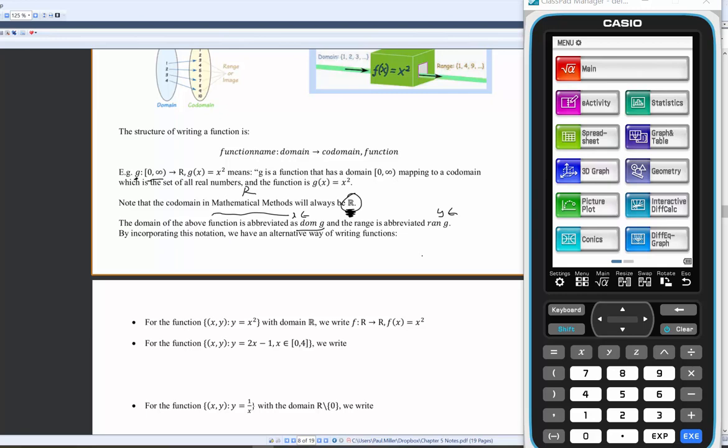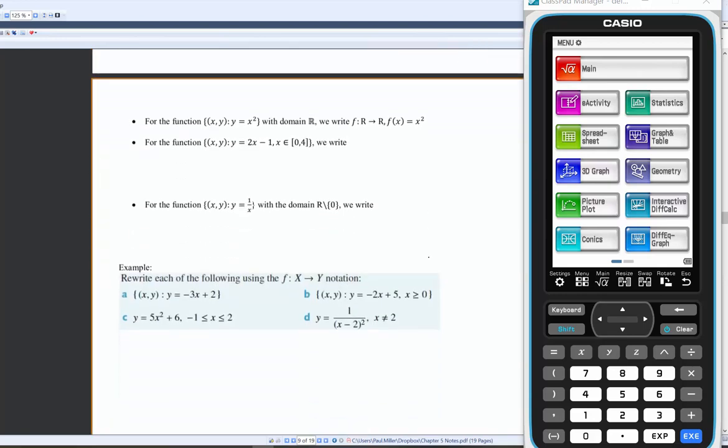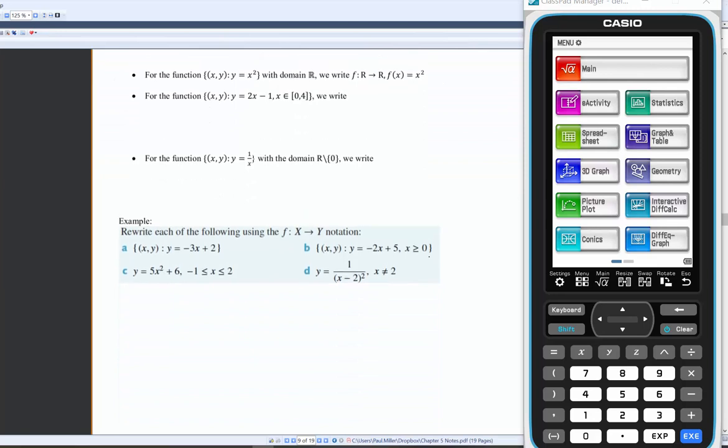And we have an alternate way of writing functions. This is not proper mathematical speak, but I call this writing the function with the whole kit and caboodle. So if we've got this relation here with a domain of R, we can write this in full function notation, or with the whole kit and caboodle, as f is a function such that it has a domain, which is the set of all real numbers, mapping to the codomain, which is the set of all real numbers, and our function is called f of x equals x squared.